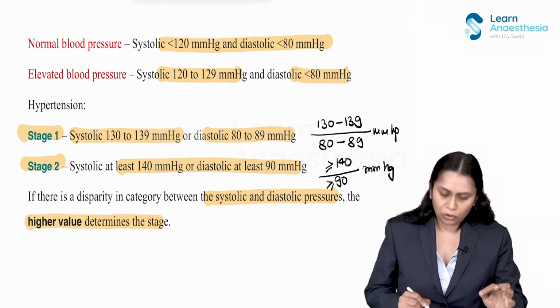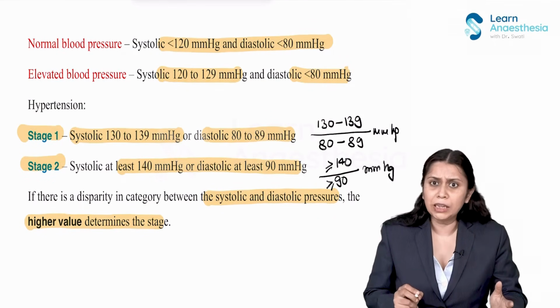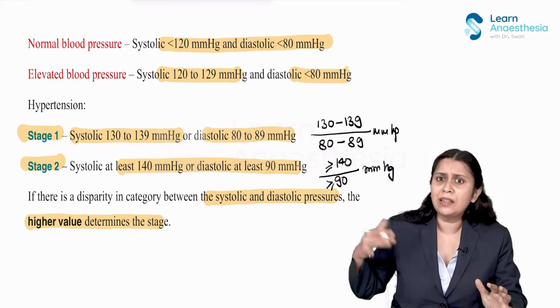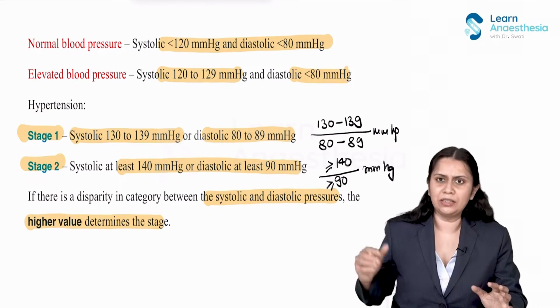So if systolic is between 130 to 139 but diastolic is above 90, then it comes under stage 2, not stage 1, right? So whichever is the higher value, that would decide the stage.